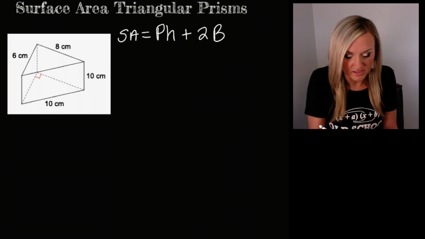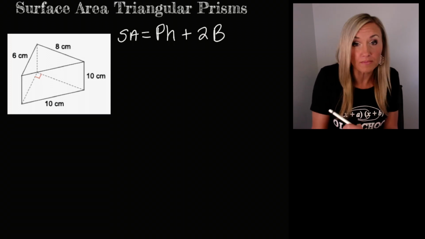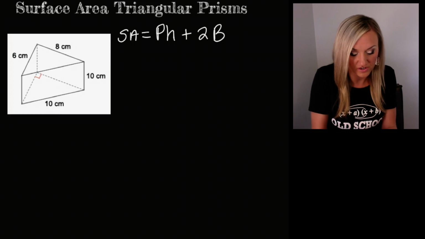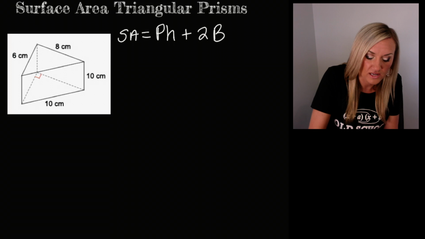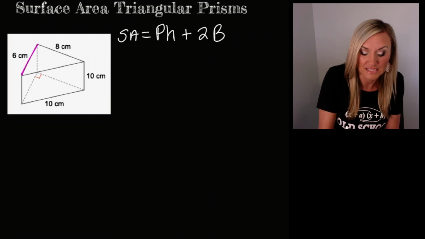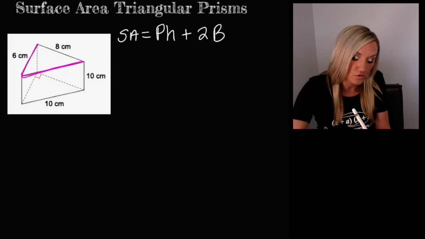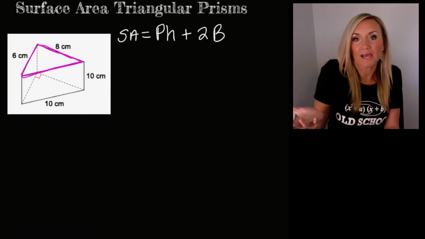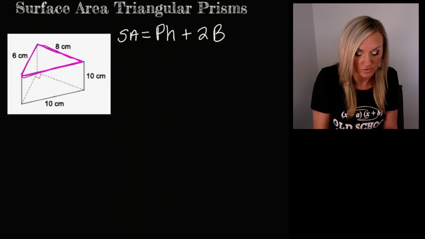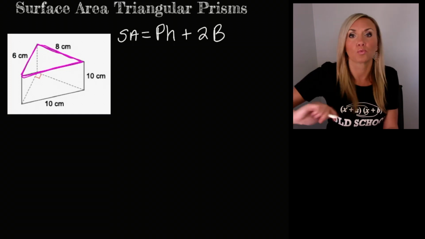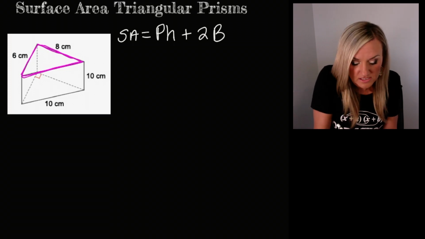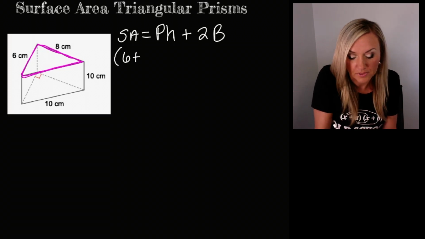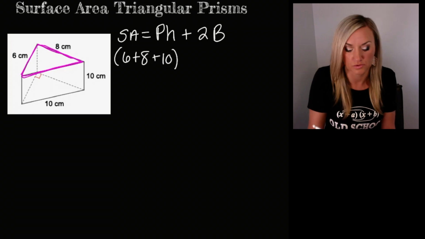Okay, so let's see, surface area with the perimeter of the base, and I find it's very useful to highlight the base. Because we're working with triangular prisms, the triangle is the base. I usually mark up my diagrams. Just visually it helps me, it's just a strategy that I use. When we're looking at the perimeter of that base, we need to add all of the sides. So that would be a 6 plus an 8, and then plus 10, which is the hypotenuse.